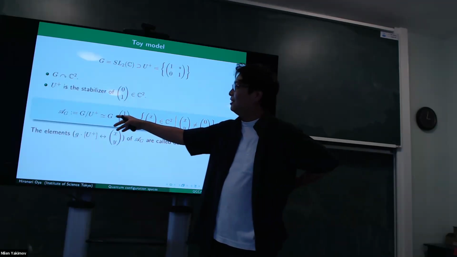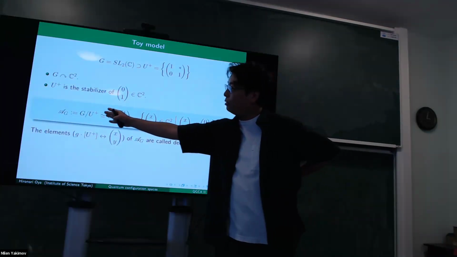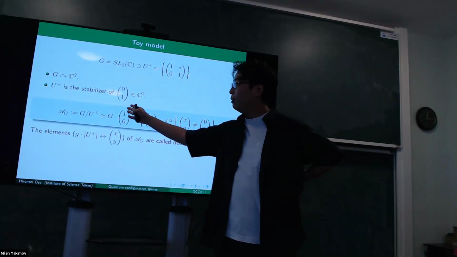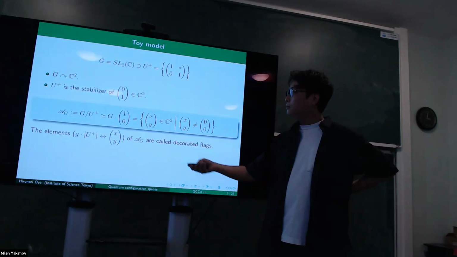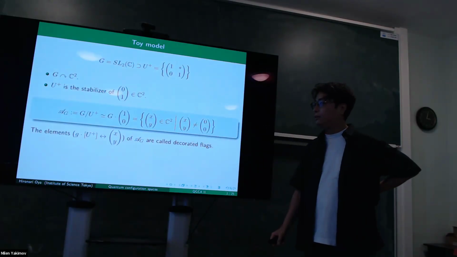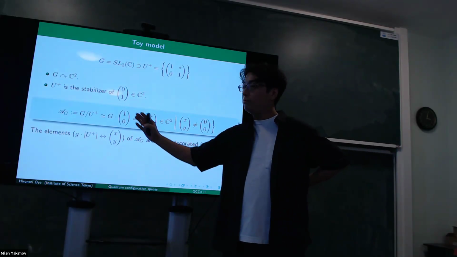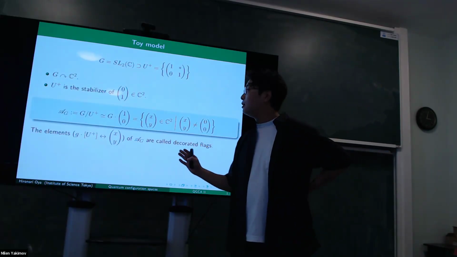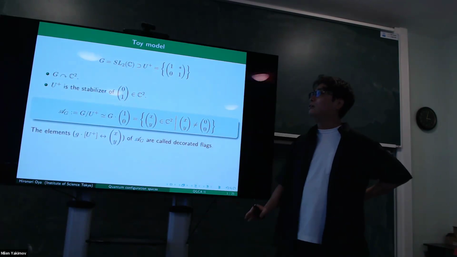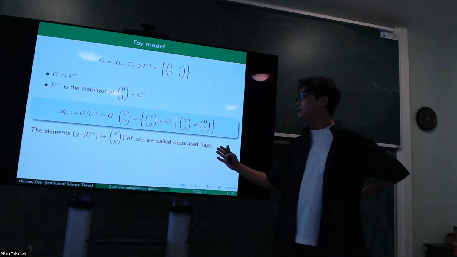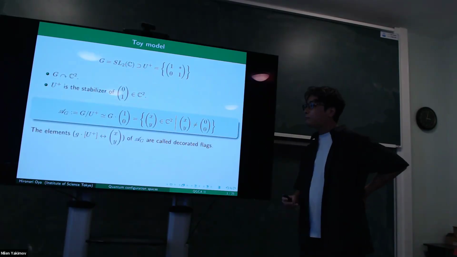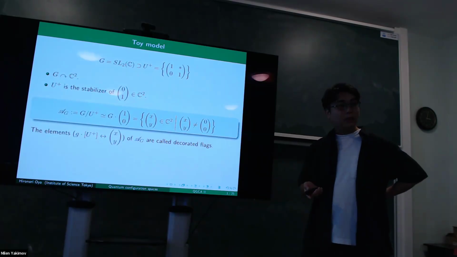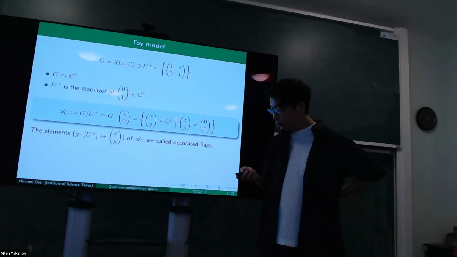Okay. Then this G over U plus is isomorphic to the orbit of (1, 0). And this space is literally called the base affine space. And we call the element of base affine space a decorated flag. Because the usual flag is an element of G over B, but here we consider G over U, so this is going to be what we call the decorated flag. Okay, so this is the element of decorated flag in the SL2 case.